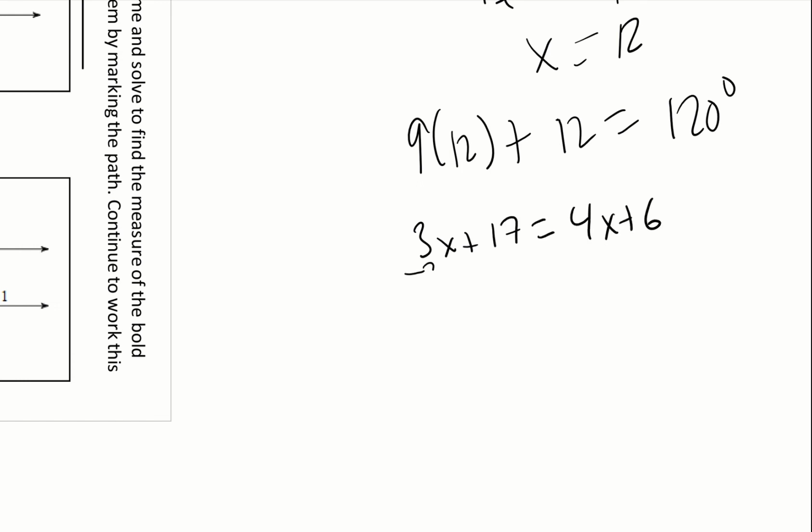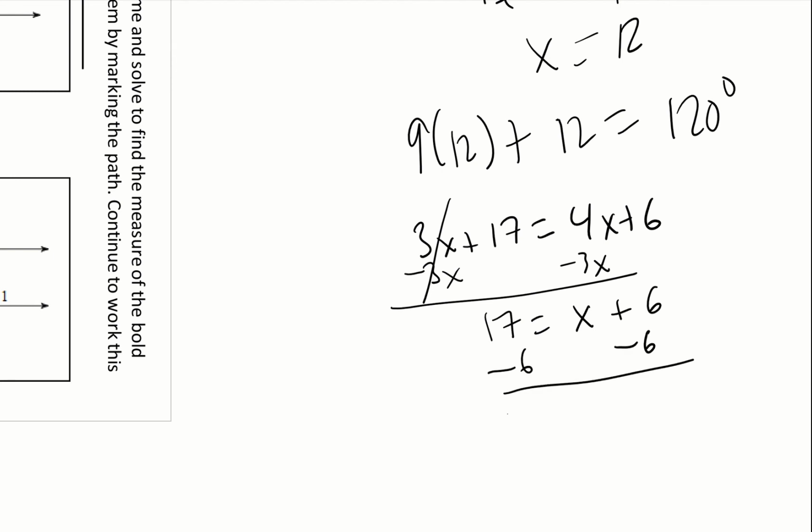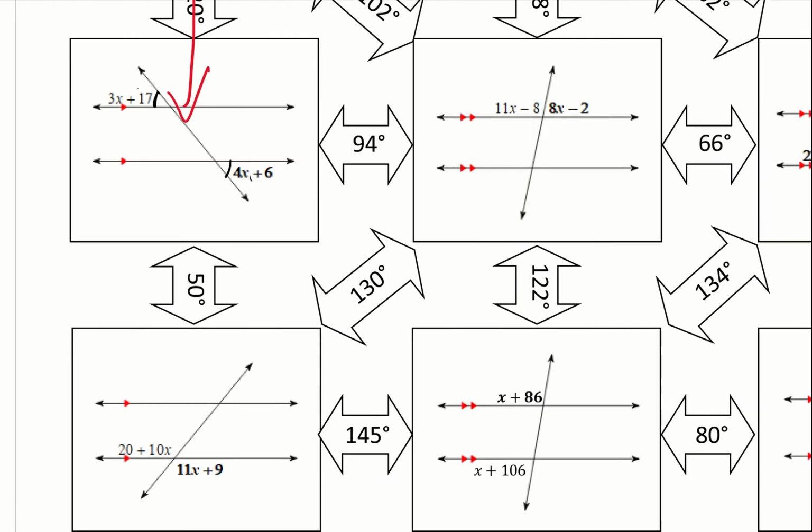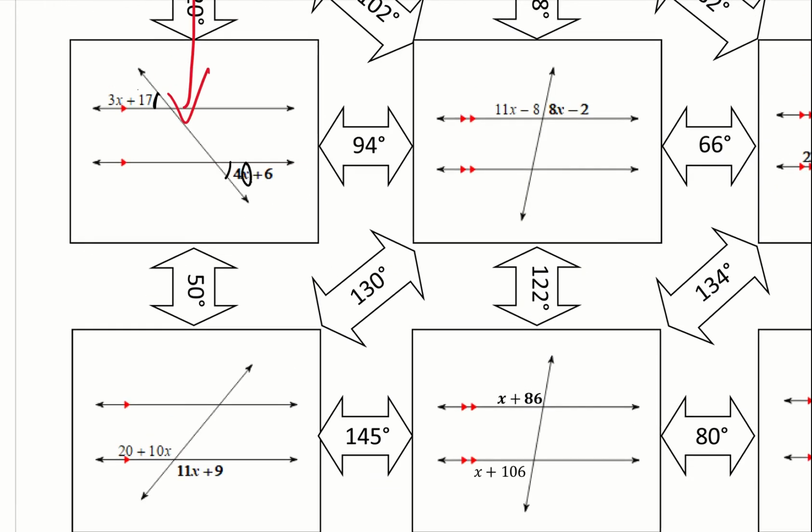Then I'm going to go ahead and subtract 3x on both sides just to move all the x's to the right-hand side. That's going to give me 1x. Then I'll subtract 6 on both sides, and so I get x is 11. And now I want to plug 11 into the bold here for x. So we got 4 times 11 plus 6. We get 44 plus 6, which is 50. So we're traveling yet again downwards down the maze.